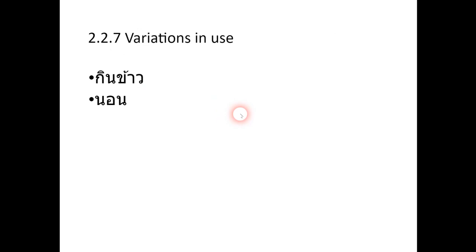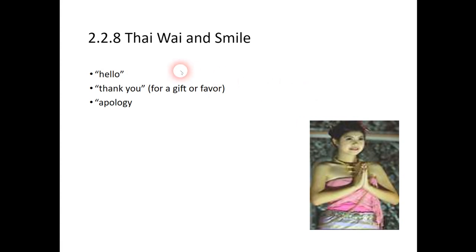Also, there are variations of use, like eating rice and sleeping, and the Thai wai and smile. There are many ways to wai. If you wai an elderly person, you would do it differently from when you wai another person who has the same age as yours. Smile can be interpreted differently.